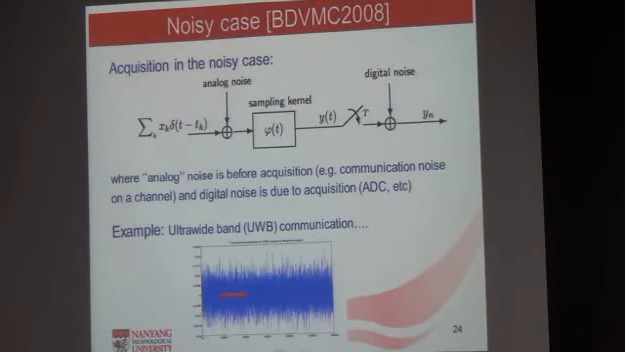Here, for example, we can have different types of noise, right? You have analog noise and digital noise. In this case, if we look at an example of an ultra-wideband communication signal, the red line is the signal and the blue is the noise. Then it becomes a very, very hard problem, right? I won't be showing the results on this, but you can find them in this paper, 2008.